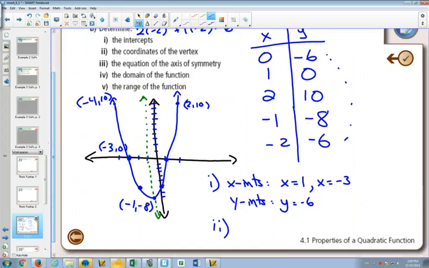Part 2. Can we find the coordinates of our vertex from our graph? We did. We found out that it was at (-1, -8). Every time you write a coordinate, you make sure you have brackets around it, because that's how you write a point on a graph.